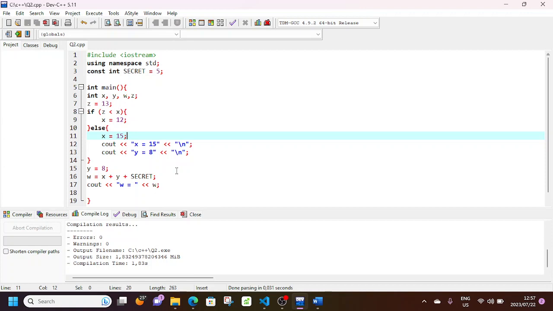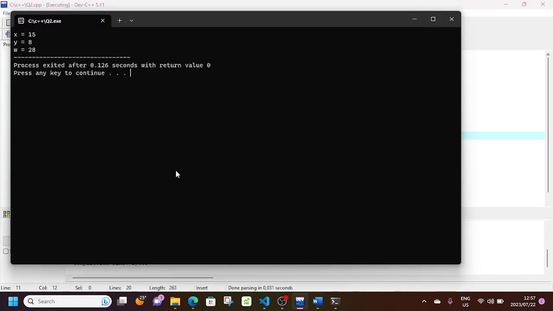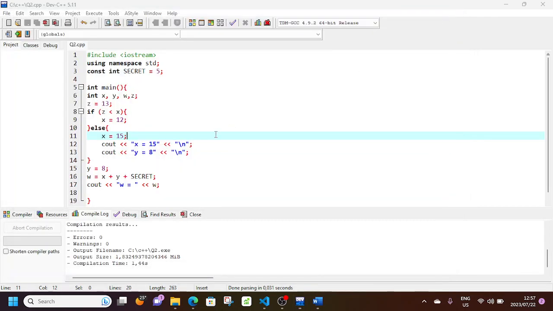So if we run the program, it is going to give us x, y, w. So x equals 15, y equals 8, and w equals 28. And I think that's all we honestly had to do for this particular question.